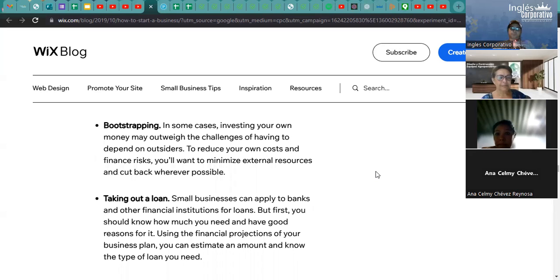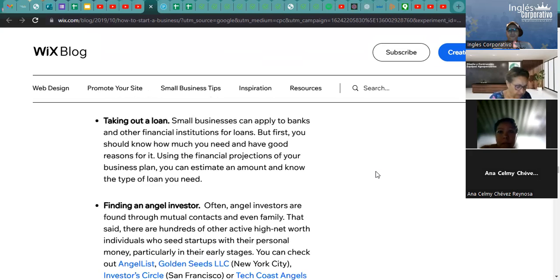Bootstrapping. In some cases, investing your own money may outweigh the challenge of having to depend on outsiders, to reduce your own cost and finance risk. You want to minimize external resources and cut back wherever possible. Taking out a loan. A small business can apply to banks and other financial institutions for loans, but first you should know how much you need and how good the reason for it is. Using the financial projection of your business plan, you can estimate an amount and know the type of loan you need.